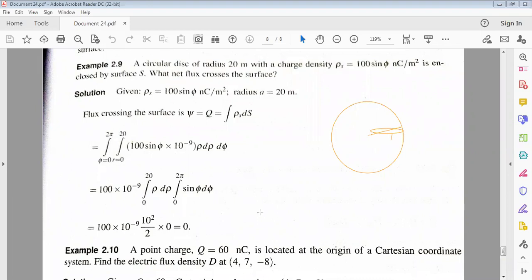According to the phi values, the integral of sine phi from 0 to 2 pi is 0. That's why 100 into 10 to the power minus 9 into this term into 0, the overall is 0. And for a closed surface, what is the net flux crossing the surface? This is the enclosed surface, so the net flux is 0. That is the conclusion.